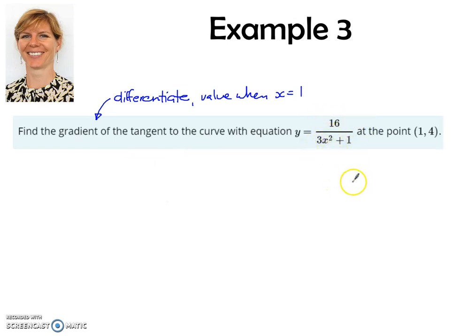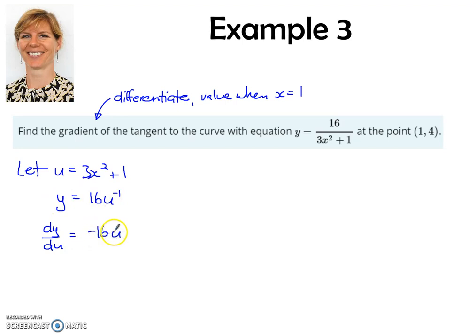We've got variables on the bottom and it's all a bit yucky, but if we say let u, so using my Leibniz notation, let u equal the whole part on the bottom, 3x squared plus 1, then y will be 16 times u to the minus 1, because of course this is to the power of minus 1 if we brought it up the top. Now I can differentiate dy/du, so differentiating y with respect to u, negative 16 u, and of course that becomes negative 2, so reducing by 1.